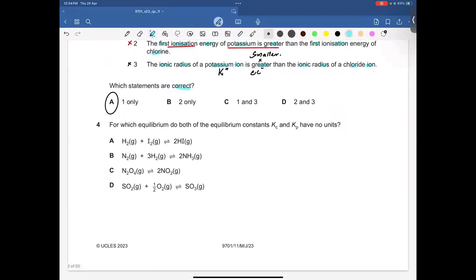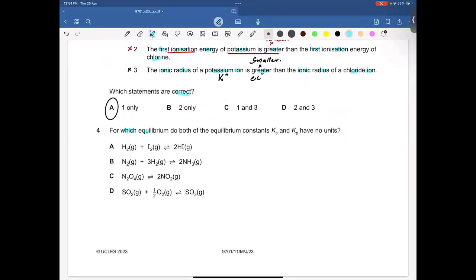Question number 4. For which equilibrium do both of the equilibrium constant Kc and Kp have no units? Let's talk about option A. Let me write the expression. Kc equals the concentration of product, which is HI. Since we have 2 moles, the number of moles has to be in the power, over the concentration of reactants, so it's H2 and I2.